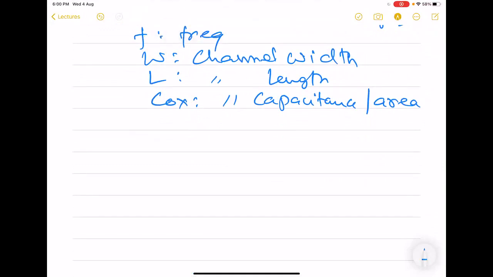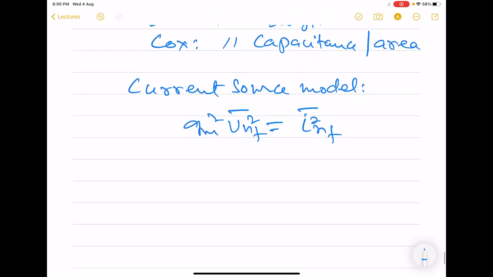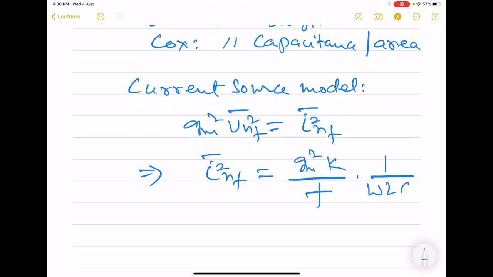One can obtain this in terms of current by doing this formulation. That Gm square Vn mean square should be equal to the noise current mean square. So using this, we can find out the expression for the flicker mean square current, and this will turn out to be simply Gm square K by F, 1 by W L Cox.